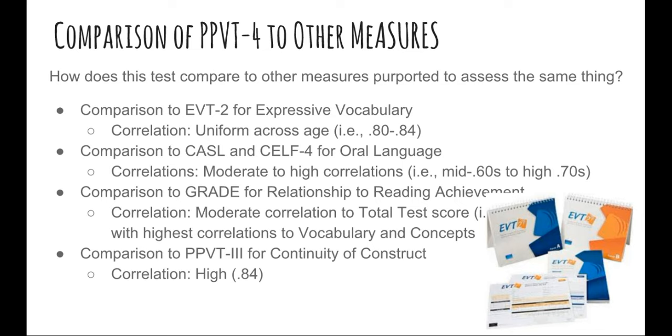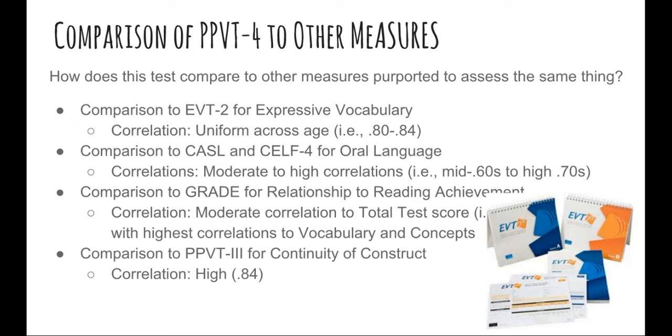In terms of expressive vocabulary, analysis of these tests revealed uniform correlations for all ages. The average correlations were lower than the standard 0.9, as the EVT-2 also measures the construct of word retrieval. However, this is still an acceptable level of correlation. For oral language, the correlations are moderate to high. The scores indicate the CASL lexical semantic composite is most closely aligned with the PPVT score with a correlation of 0.79, while the CASL and PPVT-4 do not measure the same constructs.